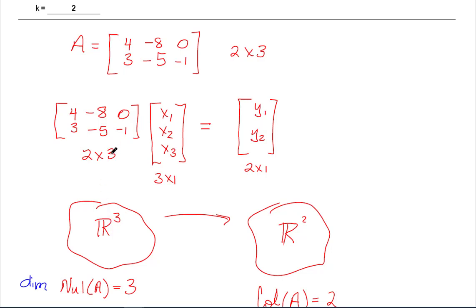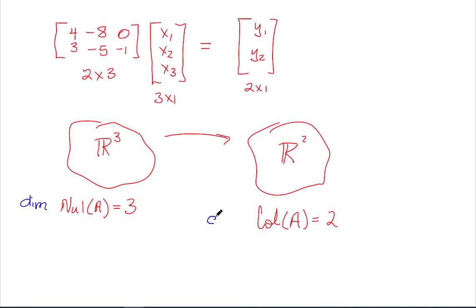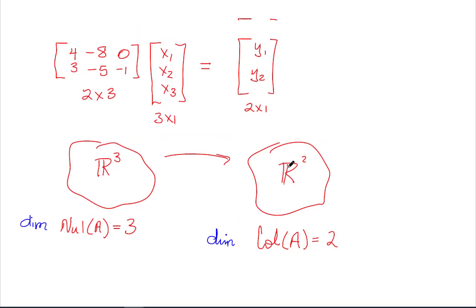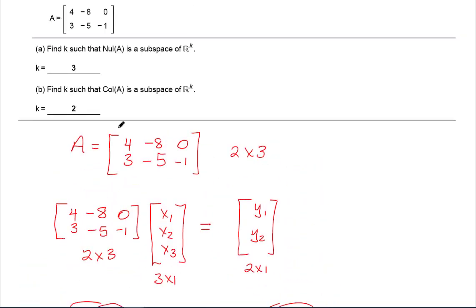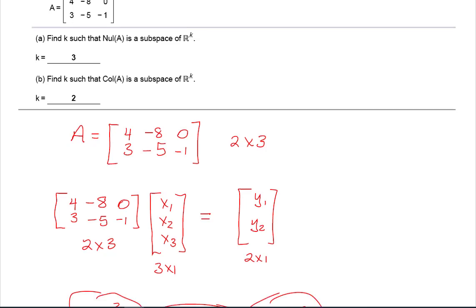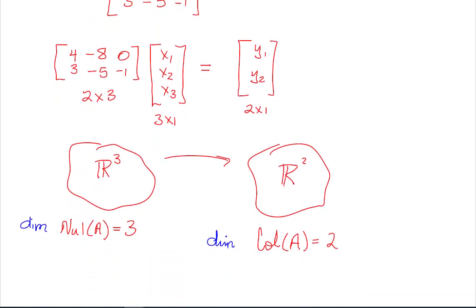And where's it going to? Well, if it's a 2 by 3 multiplied by a 3 by 1, my answer is 2 by 1, and so I get that the dimension of the image or the range is going to be 2. And that's all they wanted us to find out over here is the K, where it would be a subspace of RK. It's just a question of looking at where we're going and where we're ending up.